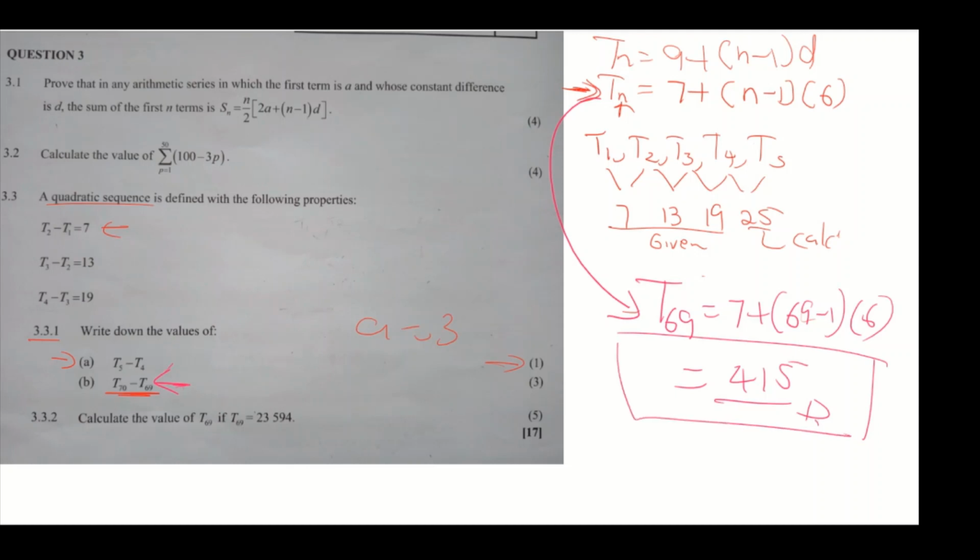So yeah, and then what I'd like you guys to note is this 3.3.2, we are asked to calculate T69 if T69 is equal to 23594. I mean, this doesn't make sense anyways. If it makes sense to you, please let me know in the comment section. But I don't know what they told you guys during the exam room, but this doesn't make sense. So I can't do anything with this specific question. At least if they said find T70 if you are given T69, then that makes sense. But find T69 if you are given T69 doesn't really make any sense.